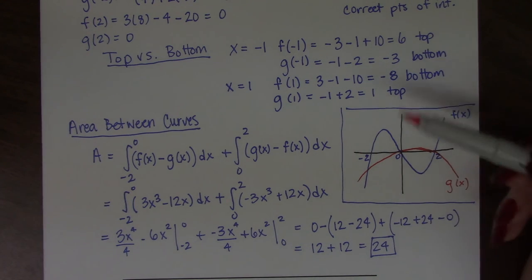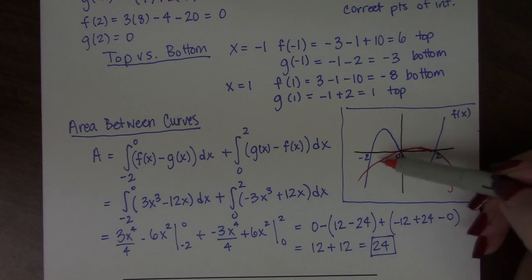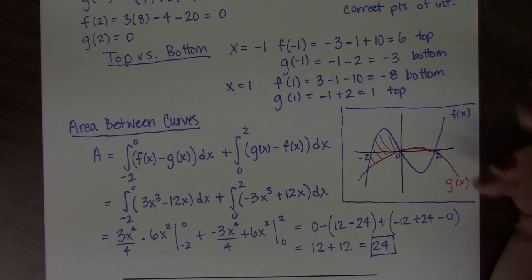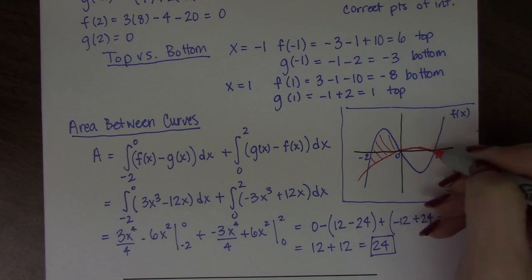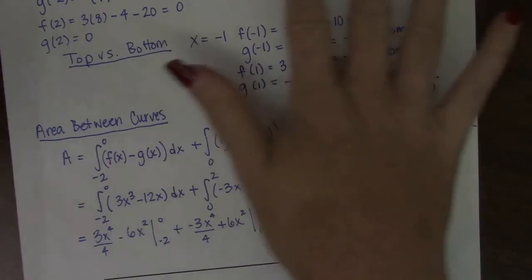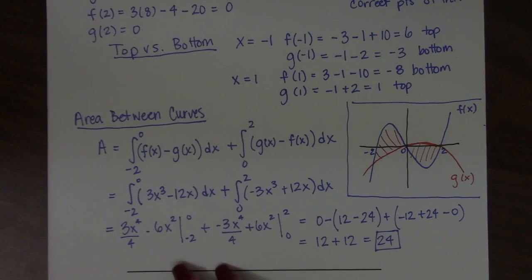We can see that between the region of negative 2 and 0, f of x was on top, so that was the region we found. But then when we went from 0 to 2, g of x was on top, and that's why we had to reverse the order. So even though we didn't have the picture, all of the steps we did confirmed that for us.